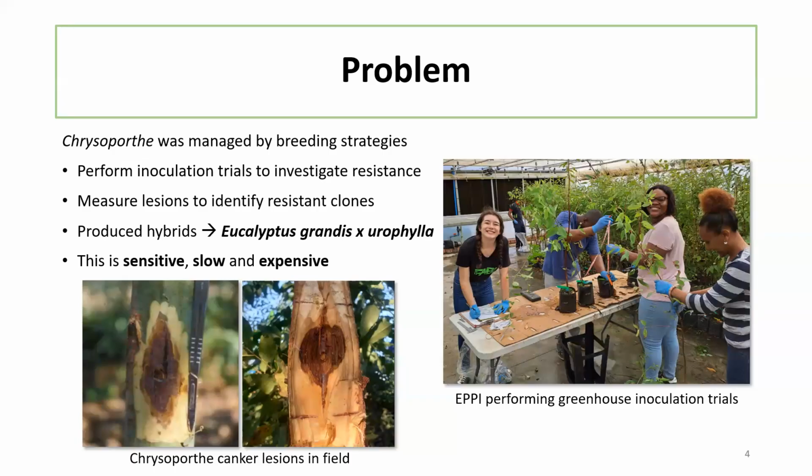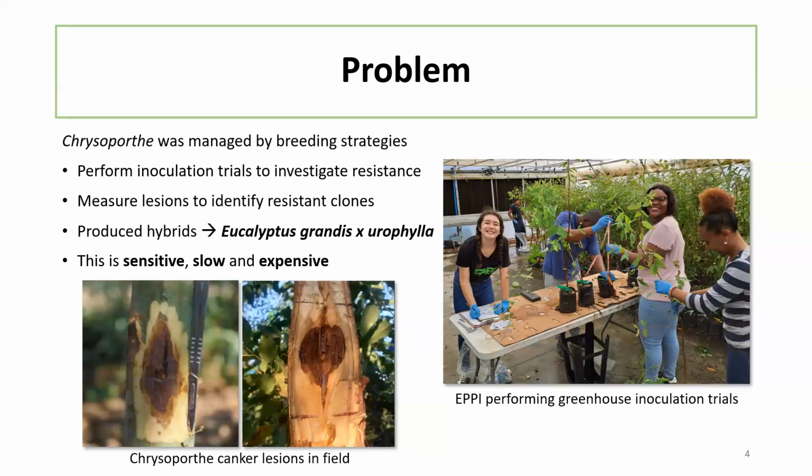So the trees that were planted that managed to deal with this in the past were hybrids of Eucalyptus grandis and Eucalyptus urophylla. And it worked very well. But like I said, if it's going to come back, it's going to be a bit of an issue. And the inoculation trial has issues in that it is very sensitive to external factors.